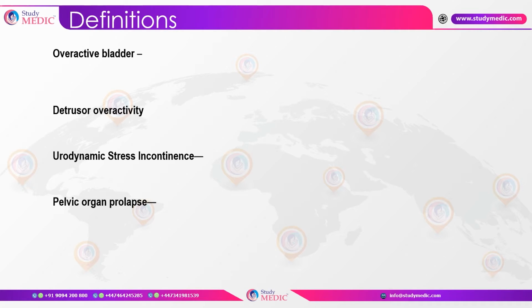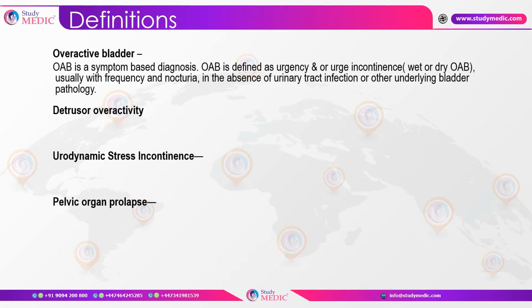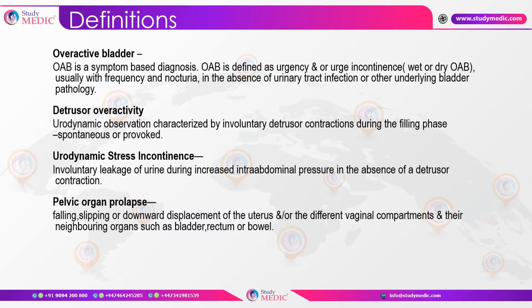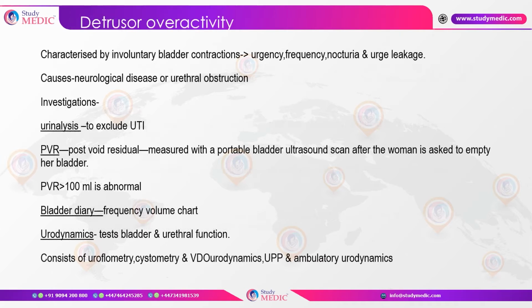I want you to pause the video here and think about the definitions of overactive bladder, detrusor overactivity, urodynamic stress incontinence, and pelvic organ prolapse. Alright, so here are the definitions of all these conditions. Please go through them very carefully. Now, first let us start discussing about detrusor overactivity.